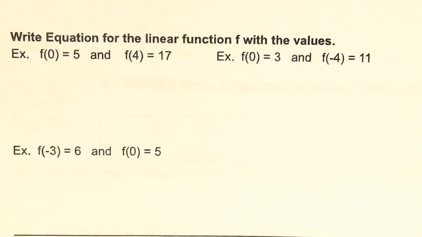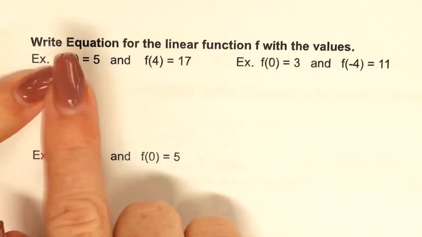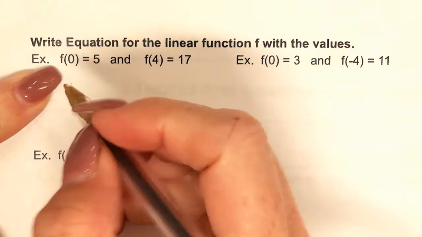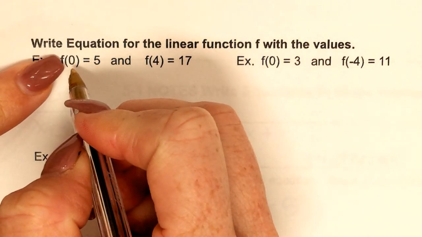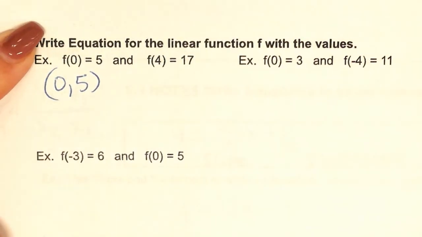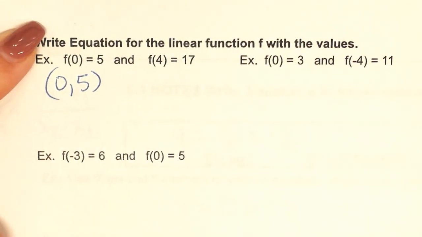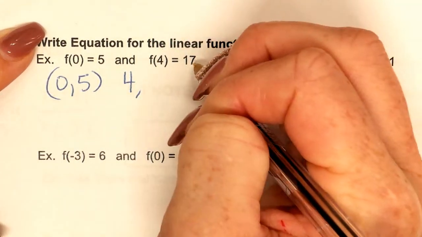All right, these two are easy because they give you the y-intercept. It says write an equation for the linear function with the values. Do y'all remember learning this with functions? All we need to write is our coordinates, yes? What's the x value here? 0. What's the y value? 5. All right, what's the x value here? What's the y value?